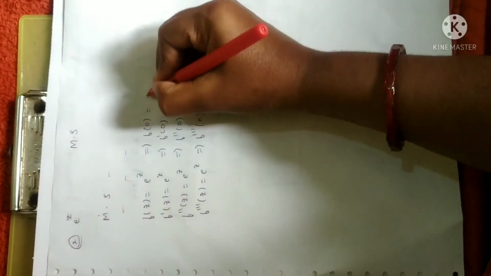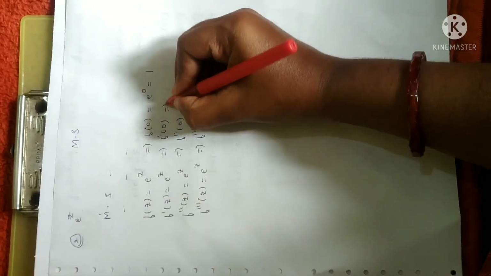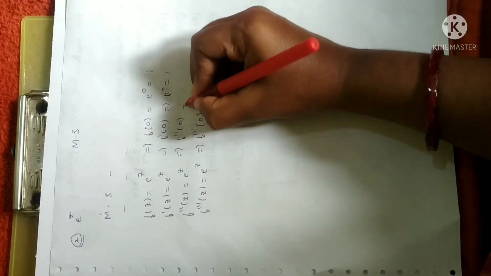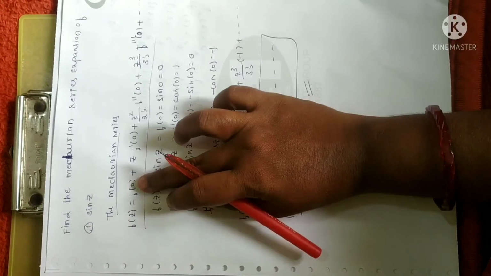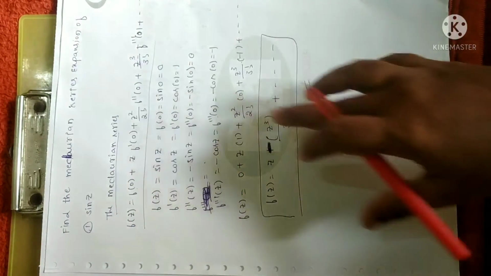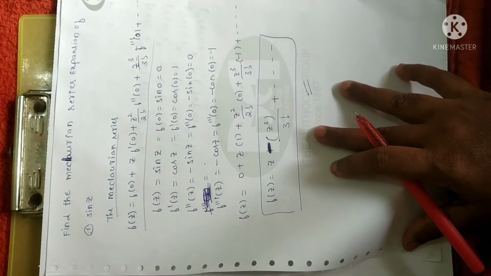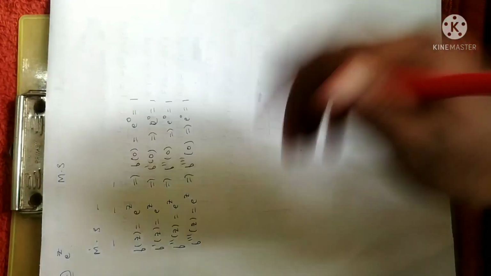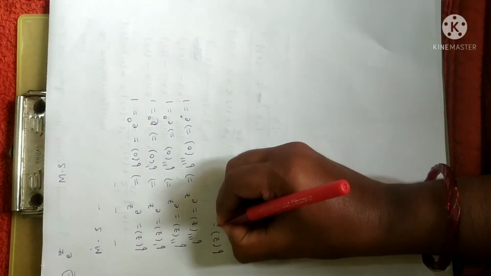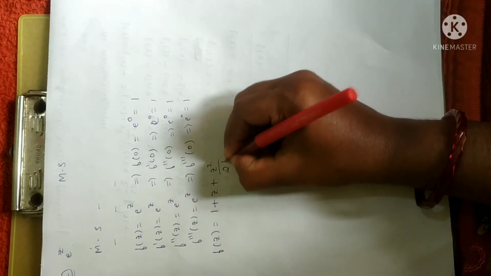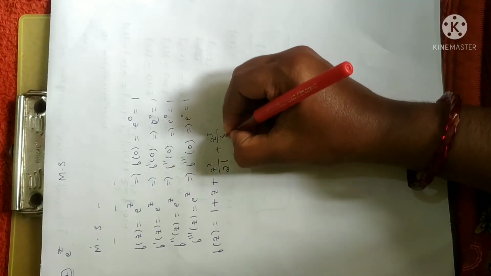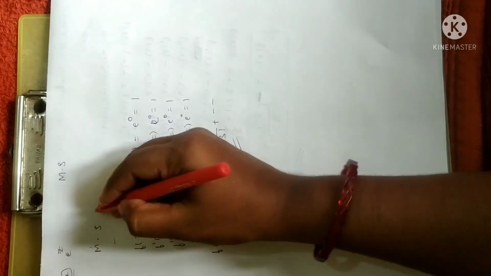Fine. So f of 0, in the sense e power of 0, is 1. Again f dash is e power of 0, which is 1. Again the same, e power of 0 is 1. So in the expansion, wherever f of 0, f double dash of 0, f triple dash of 0 appear, you have to replace it with 1. So you will get f of z is equal to 1 plus z square by 2 factorial plus z cube by 3 factorial. Please write the expansion here once again.